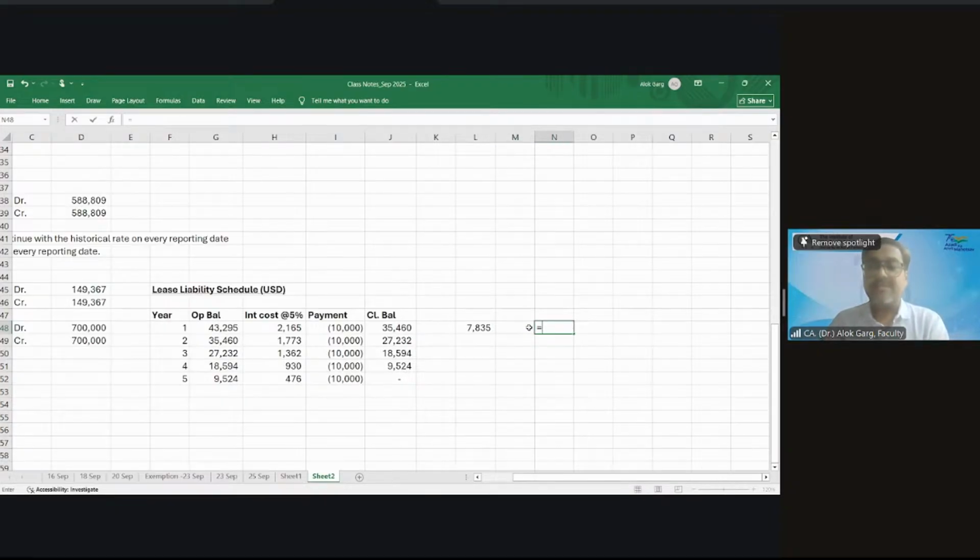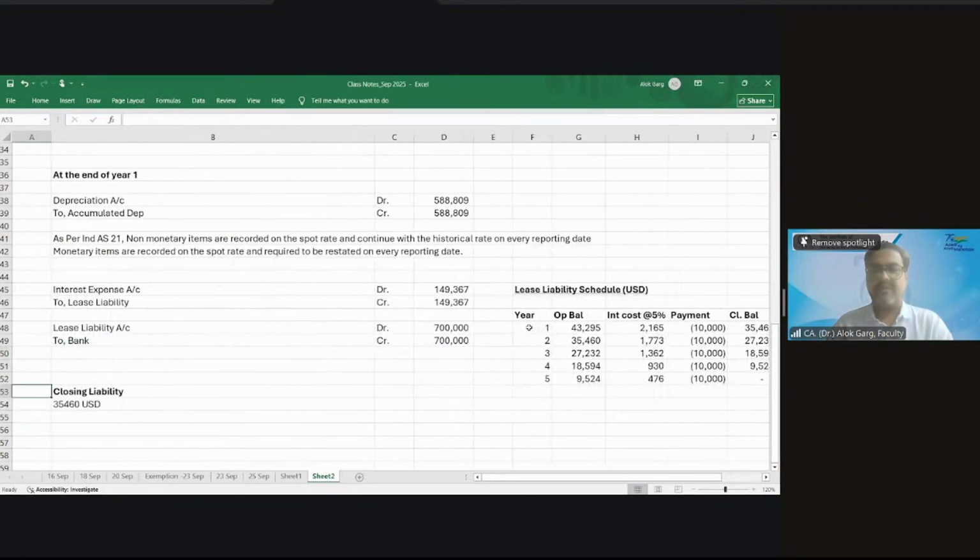It means this 35,460 was recorded at 68 in the beginning. And now what is the value of this 35,460? Now at the value of 70. It means my liability is increased by 70,919 rupees. Any doubt on this part? I have to restate my liability. No doubt? Very good.